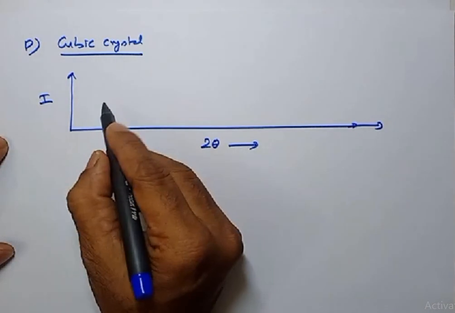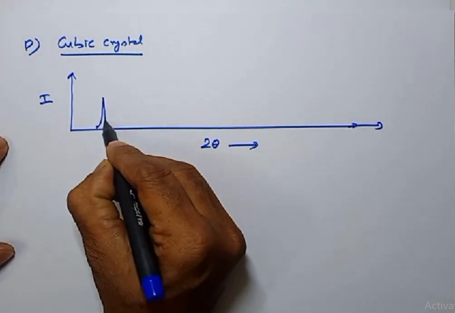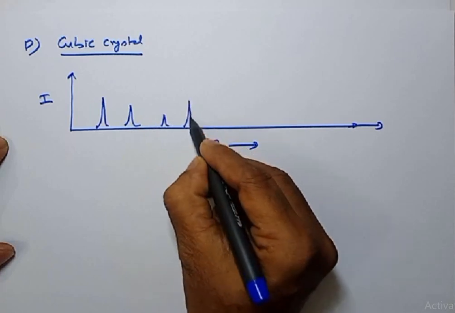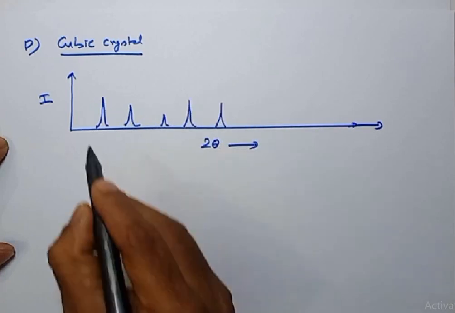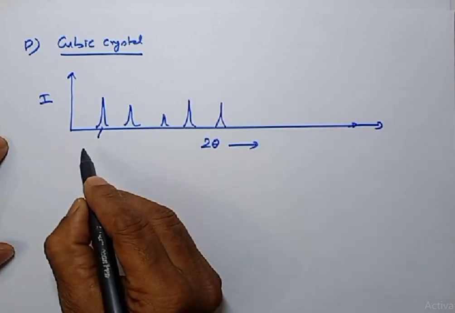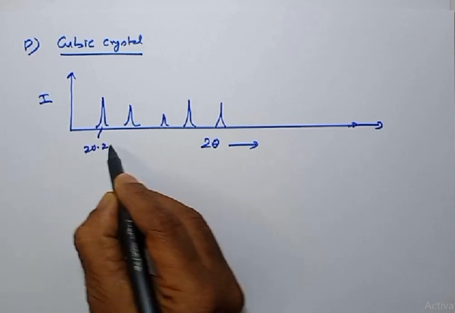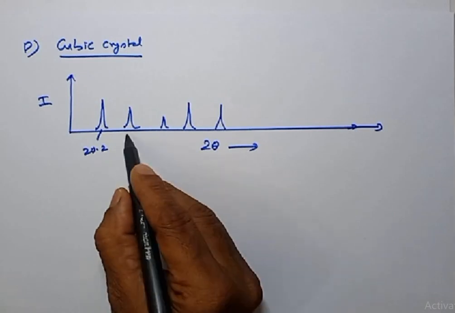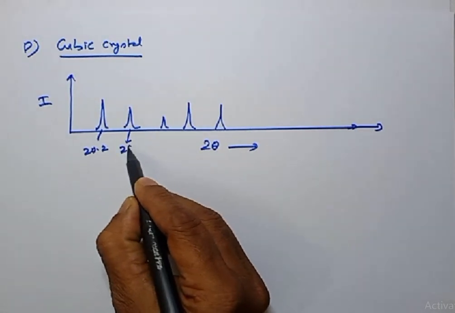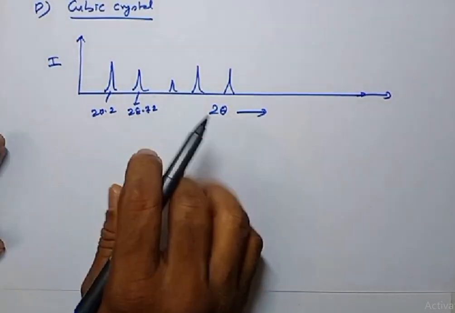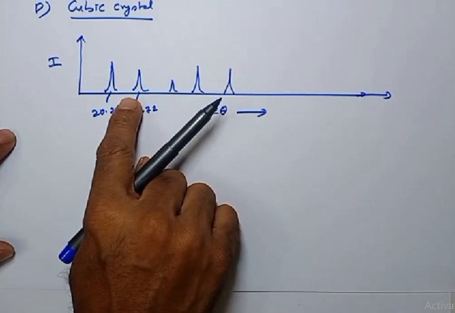Now we'll get signals. Assume that we'll get a signal here, another signal here, another here, another here. So, some different angles. Let the first signal appear at say 20.2 degree. The second signal appears at 28.72 degree.